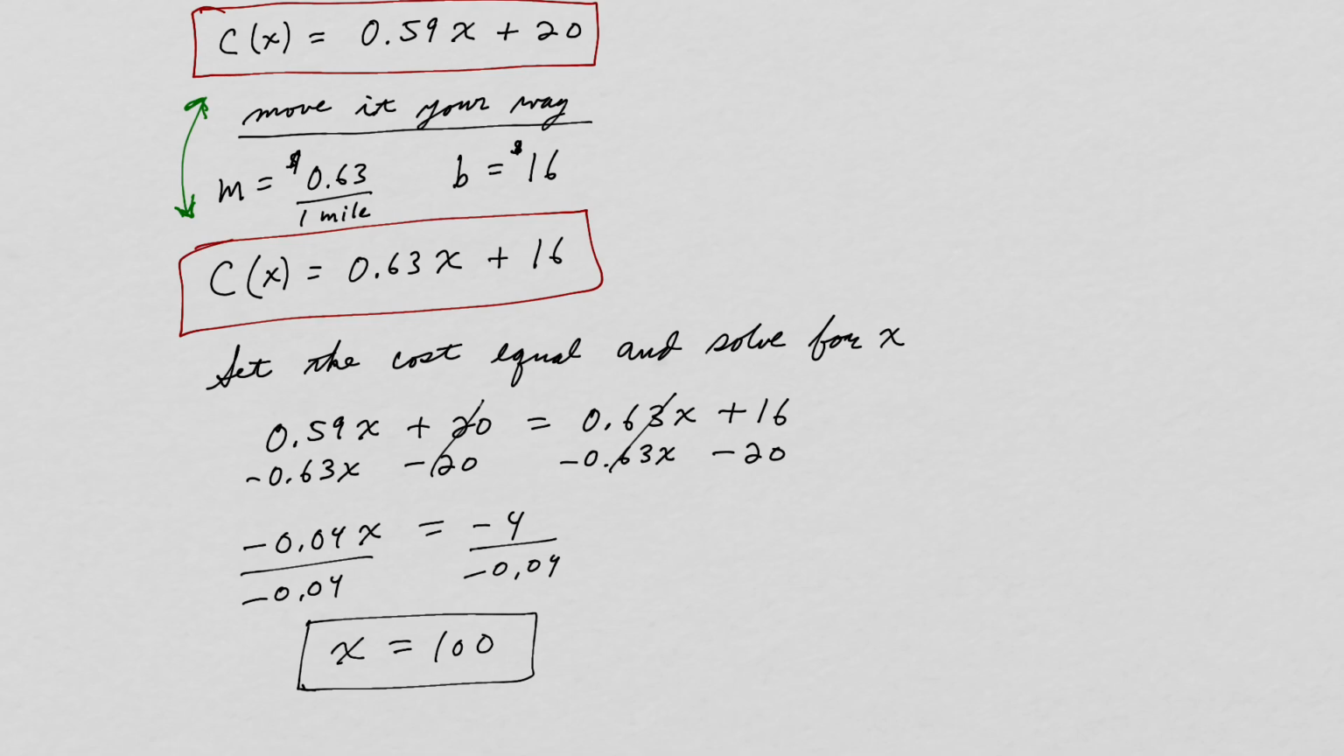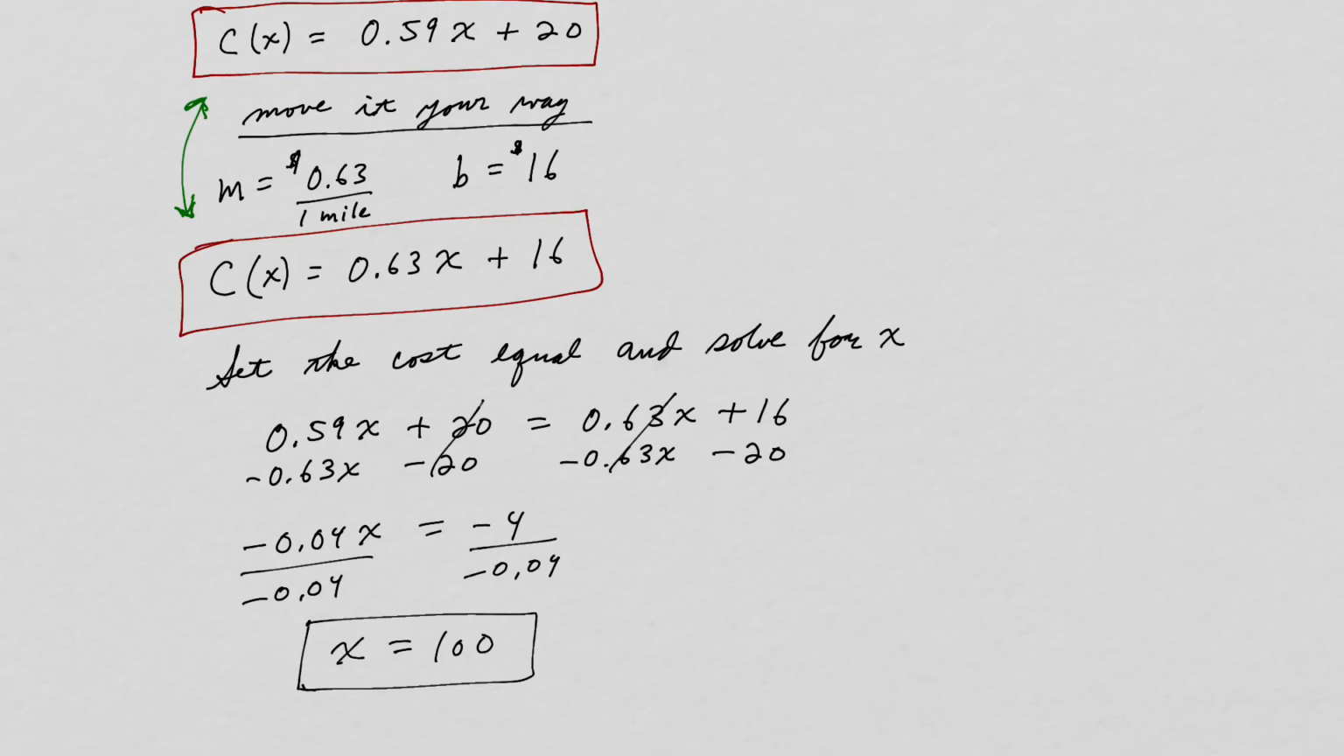So when Jamal travels 100 miles, both companies will charge exactly the same. But if Jamal travels greater than 100 miles, then Keep On Trucking is going to be cheaper, right? Because it has the smaller rate. The cost per mile is less here. It's only 0.59 as opposed to 0.63. So once we get above 100, then it's going to be cheaper to use the Keep On Trucking company.